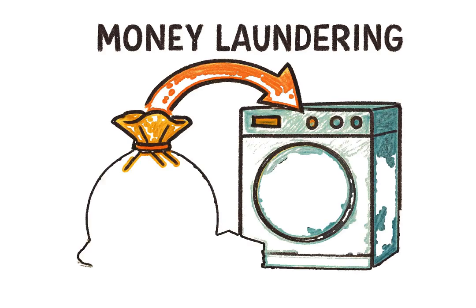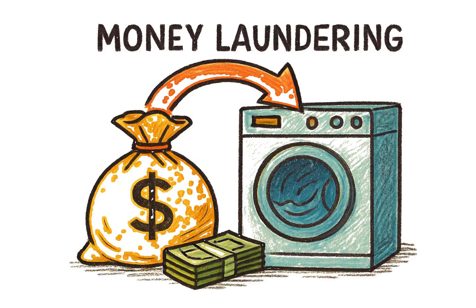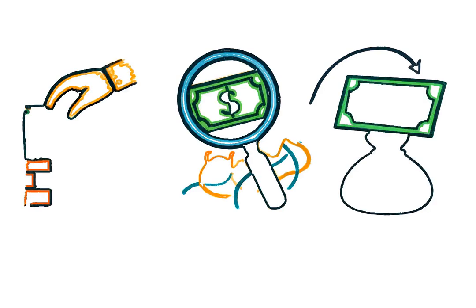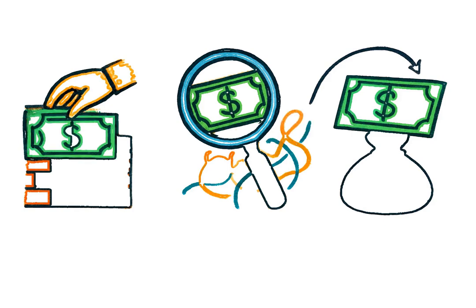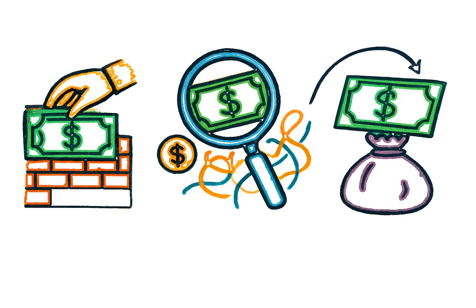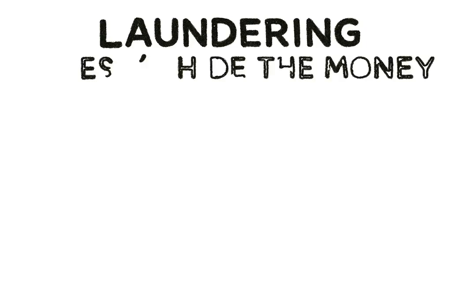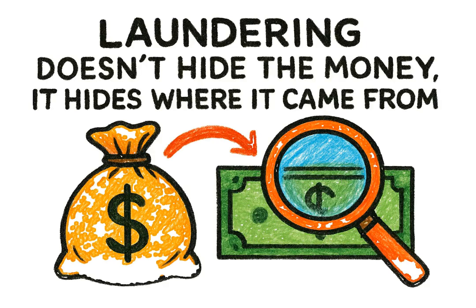Finally, there's money laundering, turning illegal cash into clean income. It happens in 3 stages: placement, getting the dirty money into the system; layering, moving it through complex transactions to blur the trail; and integration, bringing it back as legitimate profit. Laundering doesn't hide the money, it hides where it came from.